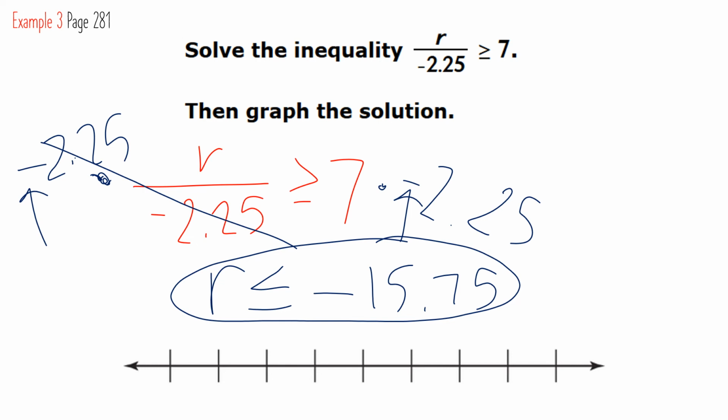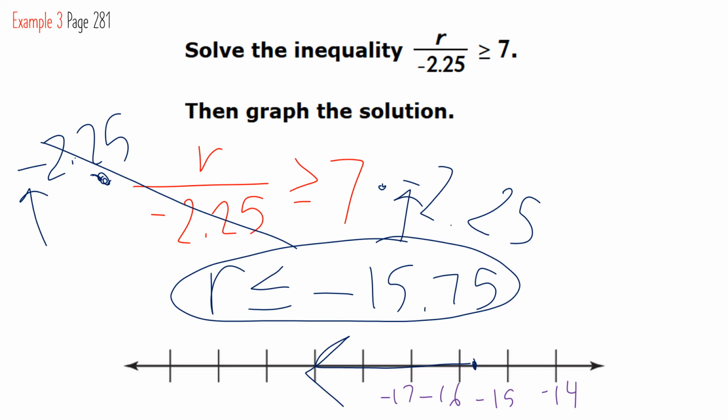So on my number line, I'm going to say this is negative 14, this is negative 15, this is negative 16, negative 17, and so on. Negative 15.75 is closer to negative 16. It's 3/4 of the way there. And if it's less than, it's going to be an arrow to the left. Less than left.